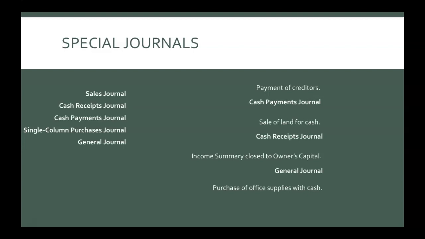Now, purchase of office supplies with cash. So we see cash is involved again, so we can eliminate the sales journal, the purchases journal, and the general journal. We are now only looking at cash receipts or cash payments. Well, if we are purchasing supplies, that means we have to pay cash. So this gets recorded in the cash payments journal.